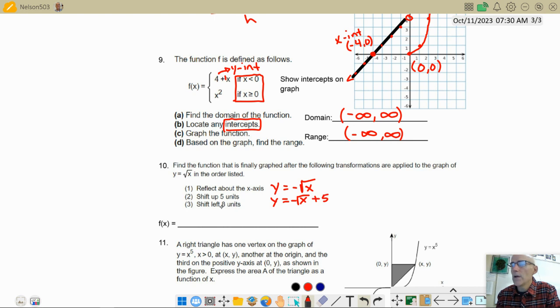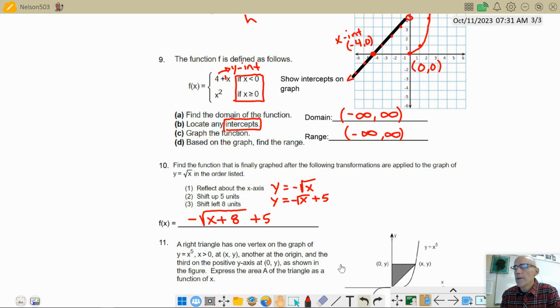Then shifting it left 8 units, I'm going to put that final answer right down here. So I'm going to have negative square root, and I'm going to make my square root sign longer because I want this 8 right next to the x value. So I want to go x plus 8, which is going to move it left 8 because everything's going to happen 8 sooner than it would have happened normally. And then the plus 5 is moving it up 5 units. Okay. 3 transformations we practiced a little in that chapter.